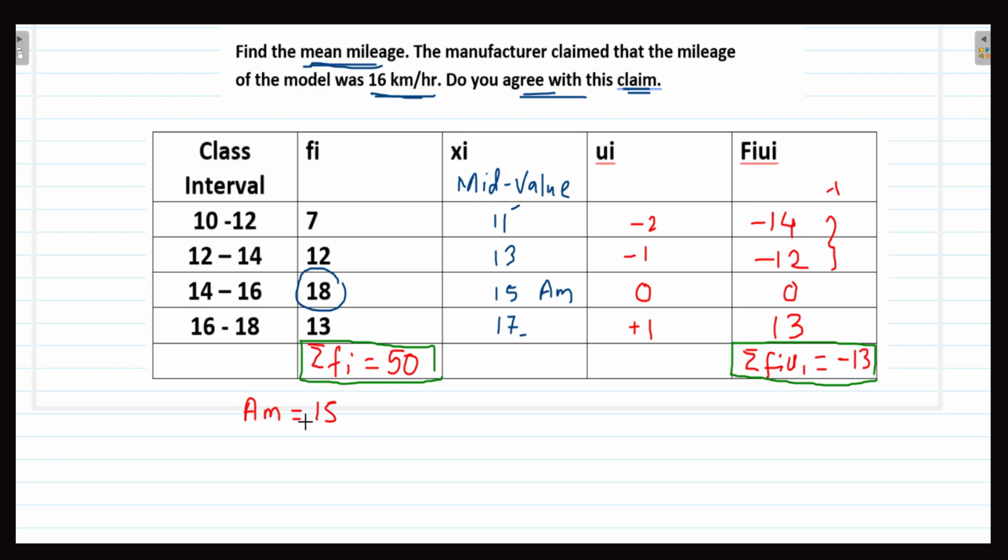Now you have got the assumed mean. Now we have to find h. What will h be? h will be equal to the difference between the upper limit and the lower limit, that is 2. So the height in this case is 2. Assumed mean is 15, and you have got all these things. Now we will find the mean by the step deviation method.